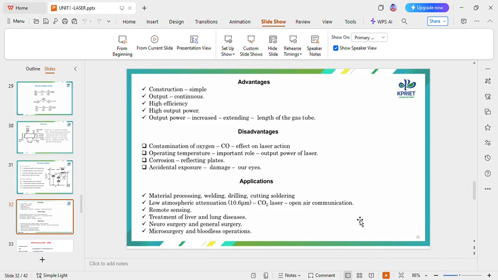And what are the applications of the carbon dioxide laser? It is used in material processing like welding, drilling, cutting and soldering, and it has low atmospheric attenuation, so it is used in open air communication. We also use it in remote sensing, treatment of liver and lung diseases, neurosurgery and general surgery, microsurgery and bloodless operations.